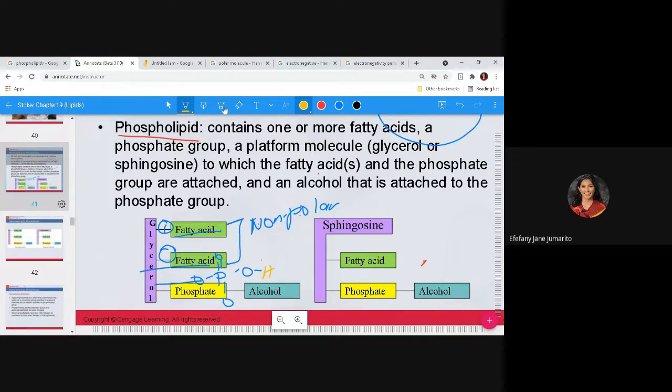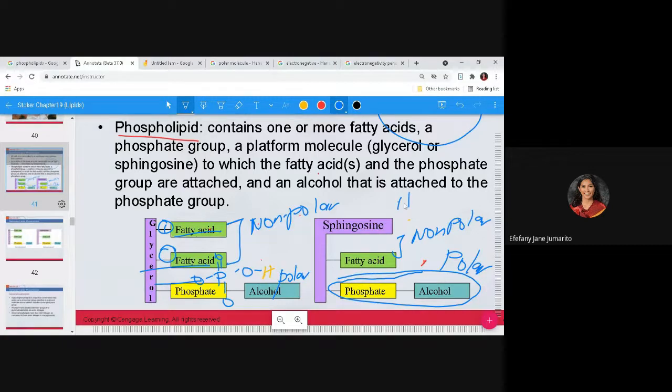Now again, what about here? Determine the polar and non-polar group in your sphingosine. Determine the polar region. Polar region is your phosphate and your alcohol. That's polar. Then we have this one as non-polar. Your fatty acid is non-polar.